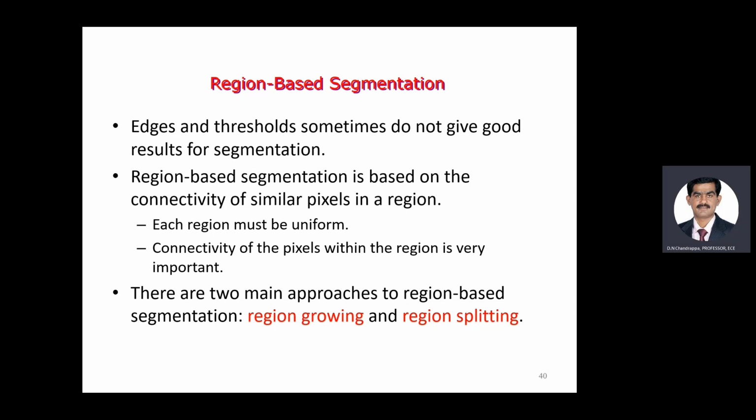What are merging and splitting for? In merging and splitting, we go for both region-based segmentation and edge-based segmentation. For example, in region-based segmentation each region should be uniform, and the connectivity of the pixels should be within that region. That is very important. Merging is called region growing, and splitting is called region splitting.